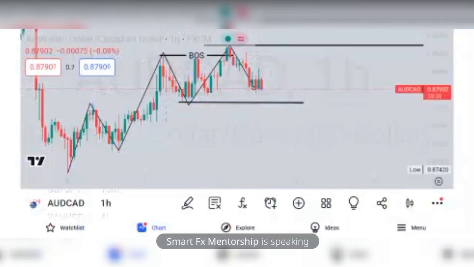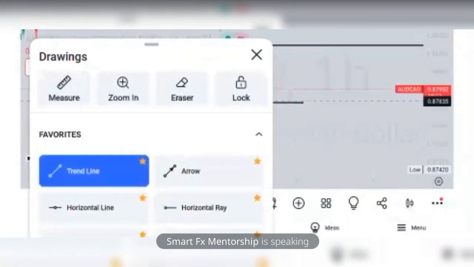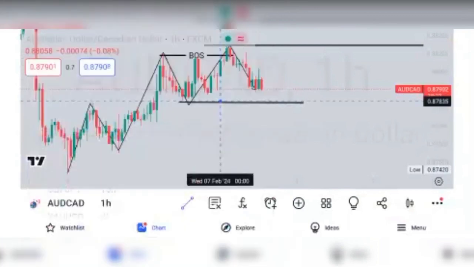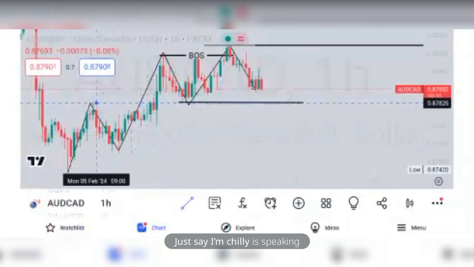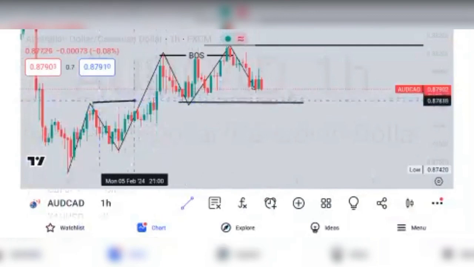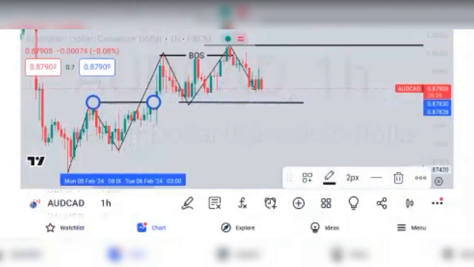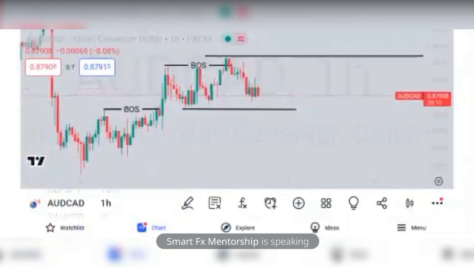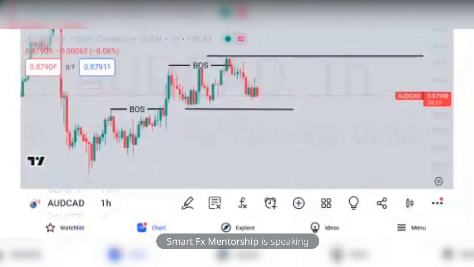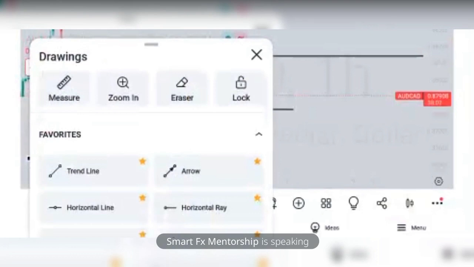This is a break of structure to the upside. Then we're expecting another pull up. So what we're anticipating on this now is the market should come and take out this low to continue.